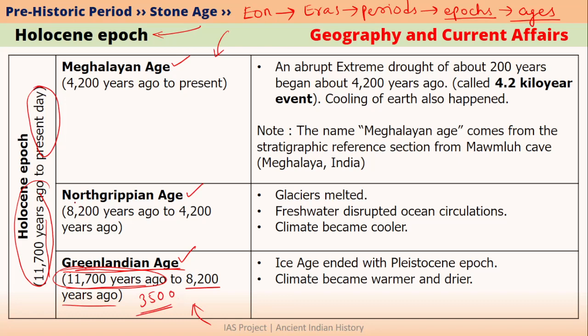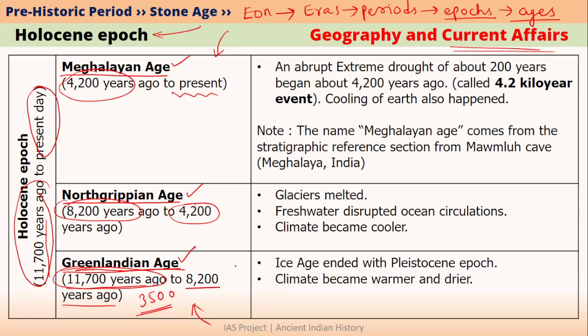After the Greenlandian Age, the next age was the Northgrippian Age. It started 8,200 years ago and it ended 4,200 years ago. And the most recent part of the Holocene Epoch, in which we are living today, is nothing but the Meghalayan Age. It started 4,200 years ago and it is continuing even today. This topic is very important from the point of view of current affairs. So let's discuss very briefly what happened within these individual ages.